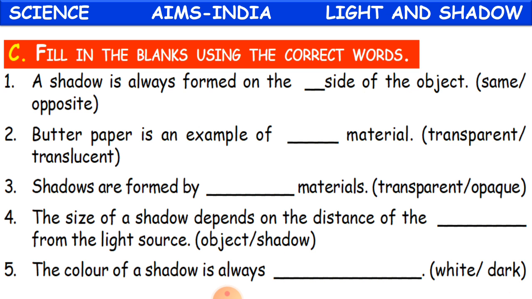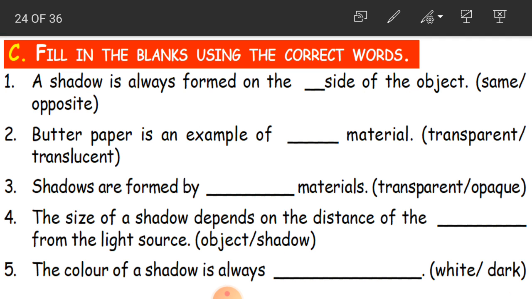Now see the exercise, that is fill in the blanks using the correct words. A shadow is always formed on the dash side of the object. First blank, which side are we going to get the shadow? On the opposite side of the object. Okay. Second one, butter paper is an example of dash material. Is it transparent or translucent? It is translucent because it allows only partial light to pass.